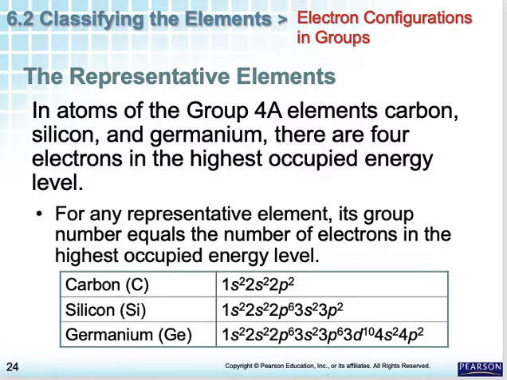If we look at 4A, the group with carbon, silicon, germanium, there are 4 electrons in the highest occupied energy level. We are filling the P block with 2 electrons, and so we have 2s2, 2p2, which gives us 4 electrons that are in the same energy level. We can also figure out the number of electrons by just counting over, skipping the D block.